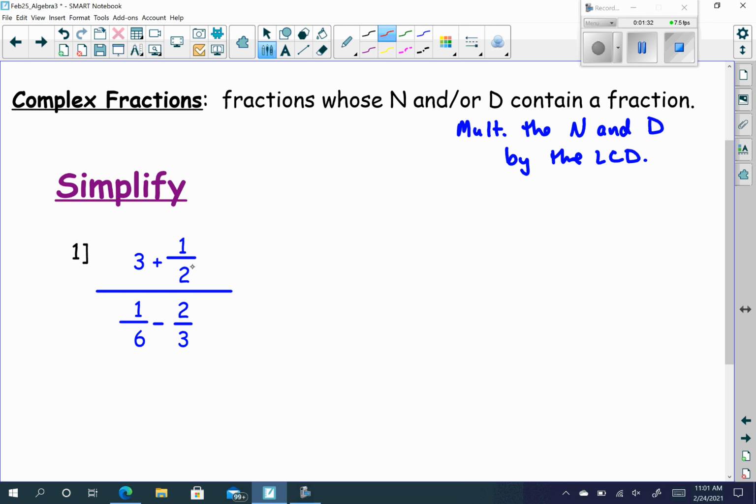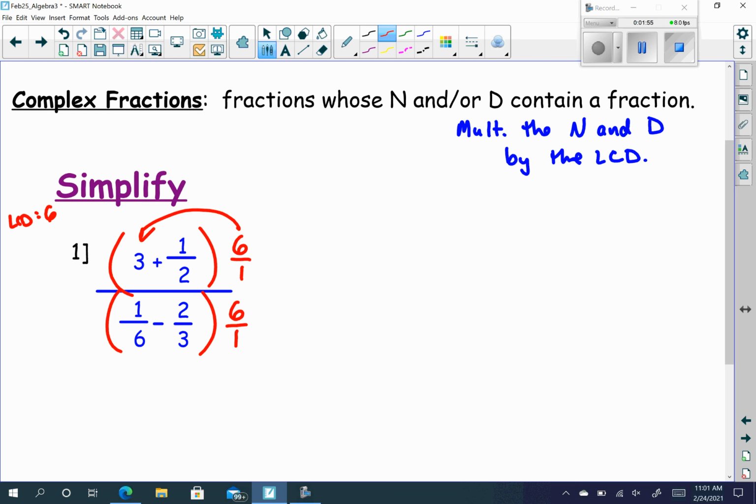All right, so if you take a look at the individual denominators within all the little fractions here, we have a 2, we have a 3, and we have a 6. So I want the LCD of those. So 2 and 3 can both go into 6. So that means what I want to do is take both numerator and denominator here and multiply by a 6 or a 6 over 1. Again, the LCD is 6.